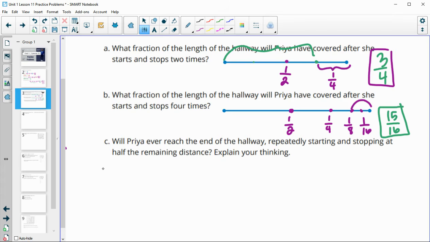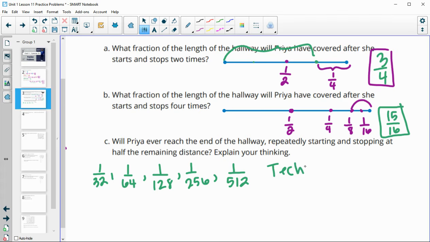So if you keep going, now she's going to have 1/32nd, and then she's going to have 1/64th left, and then she's going to have 1/128th left. And this would just continue on, and this bottom number would just keep getting larger and larger, so you'd have a smaller and smaller portion left. So technically, she never gets there.